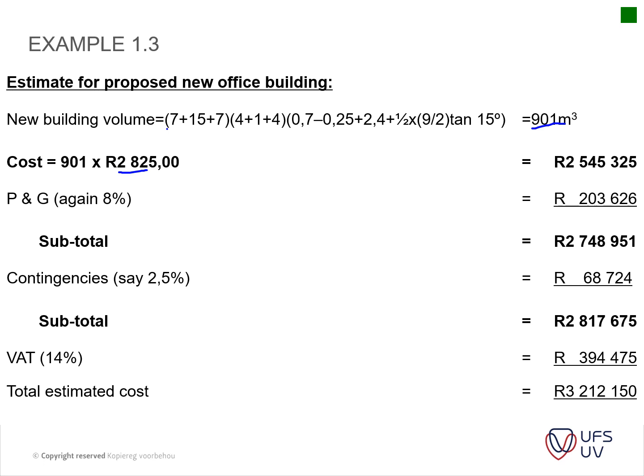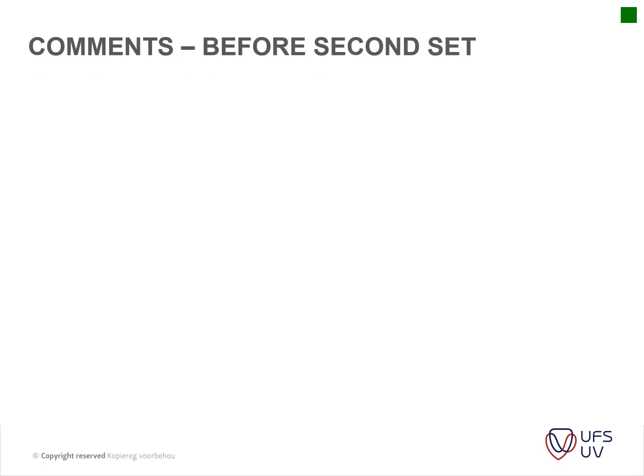So then again, what you do is you just times your area tariff with your new volume, cubic area or cubic volume, and then you just add your P's and G's, your contingency, and then your VAT to get to your total estimated cost. Okay, and I think that's basically it.